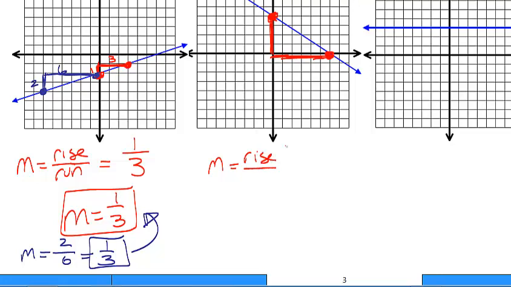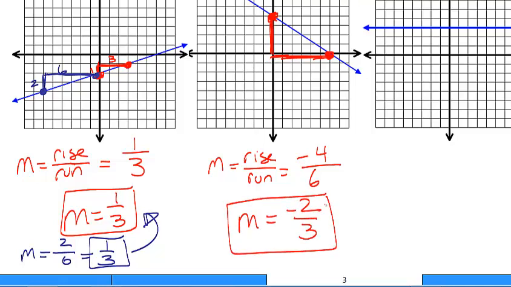If I'm rising down 4, how would you write down 4 for your rise? Well, it would be -4. If you're running 1, 2, 3, 4, 5, 6, when I reduce that, that gets me -2/3. Again, if I pick 2 other points, it will still reduce to -2/3. Another pat yourself on the back moment is we knew that this slope was going downhill, so my slope should be negative. And just finding the rise over the run happened to already turn out to be negative.